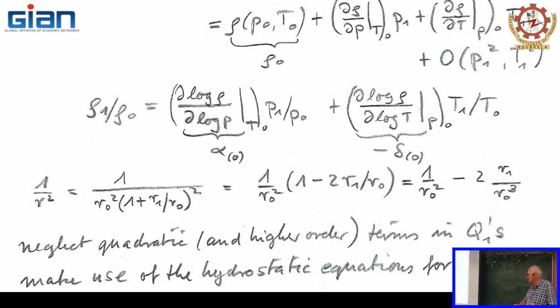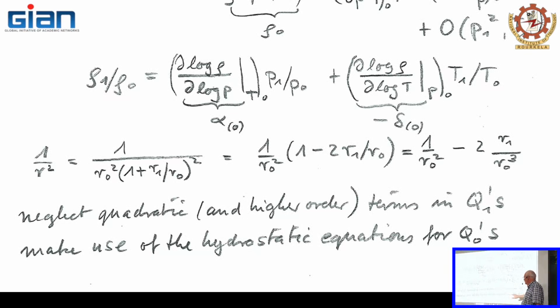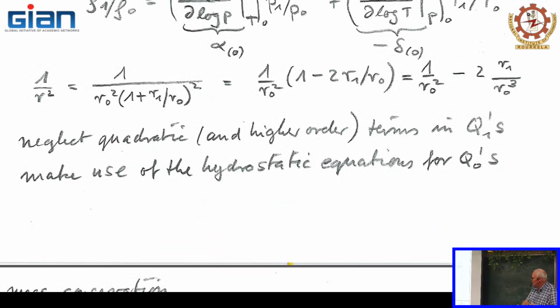So now we go into the equations. Neglect the quadratic and higher order terms in the perturbations, and you make use of the hydrostatic equation. I have shown this explicitly here because here the stationary pressure gradient cancels the gravity on the right hand side here. That's what is meant with making use of the hydrostatic equations for the Q knots. Okay. Well, let's continue. What do we end up with?